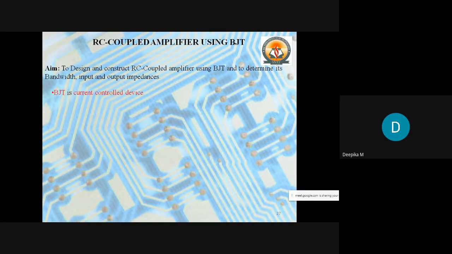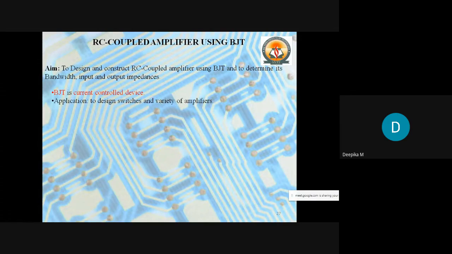Next, coming to the BJT, we know that BJT is a current controlled device. BJT is nothing but what? It is a bipolar junction transistor, and it is a current controlled device. Why do we call it a current controlled device? Because if you vary the base current of the transistor, then you can actually turn on or turn off the transistor. The transistor can act as a switch, or it can also be used as an amplifier. So therefore it is called a current controlled device. Mainly, it depends on the base current.